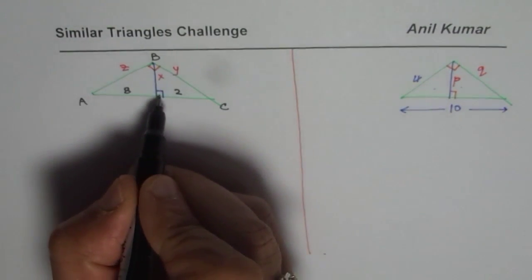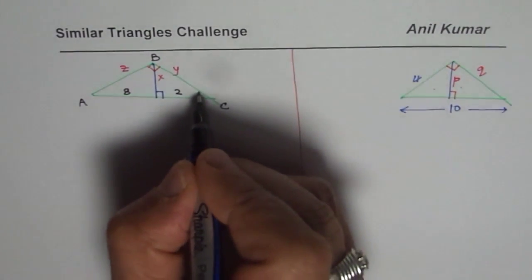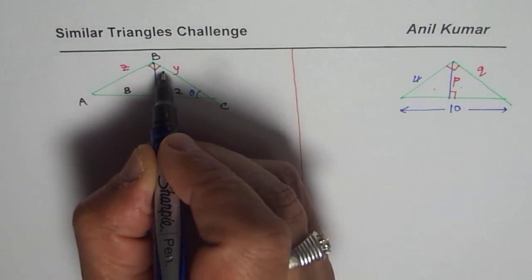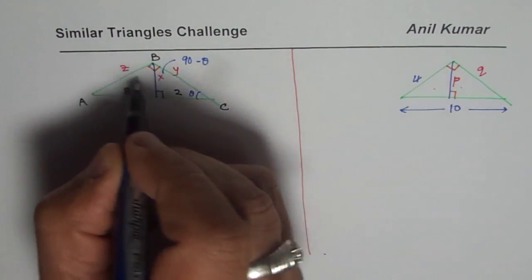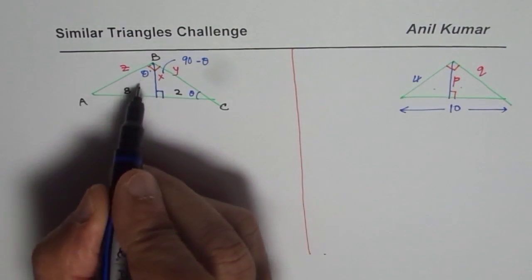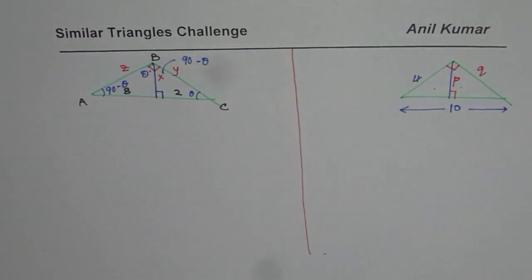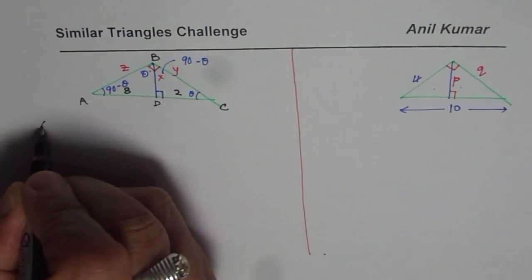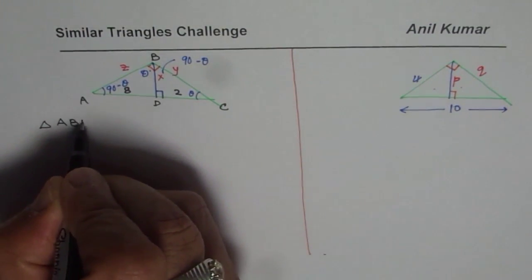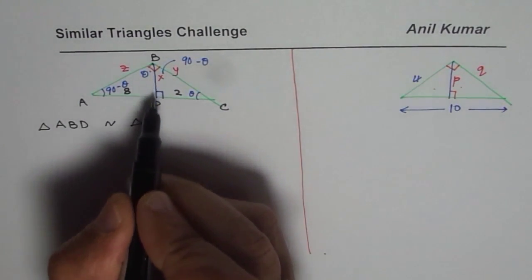As you can see, this is 90. If I say that the angle here is theta, let us say, then this angle is going to be 90 minus theta. Is it okay? If this is 90 minus theta, this angle is going to be theta, and if that is theta, this angle will be 90 minus theta. Is that okay? Right. Now if that is the case, let me call this point D. In that case, triangle ABD is similar to triangle BCD.